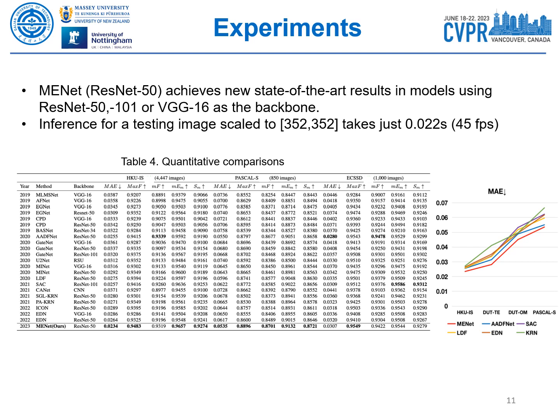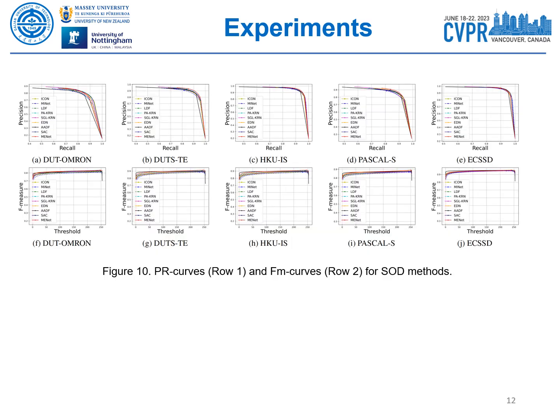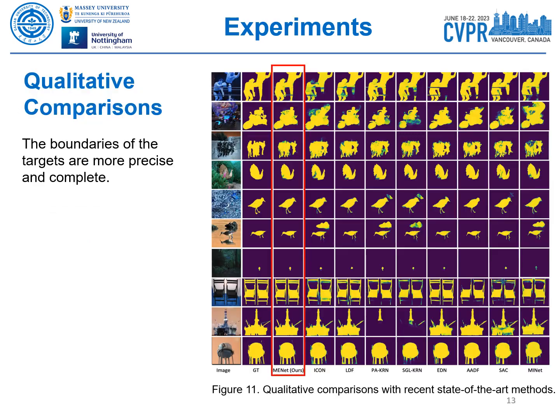Inference for a testing image runs in real time. Here you can see more results showing PR curves in row 1 and F-measure curves in row 2 for SOD methods. From the qualitative results, we can see the boundaries of the targets are more precise and complete for the issues mentioned before.